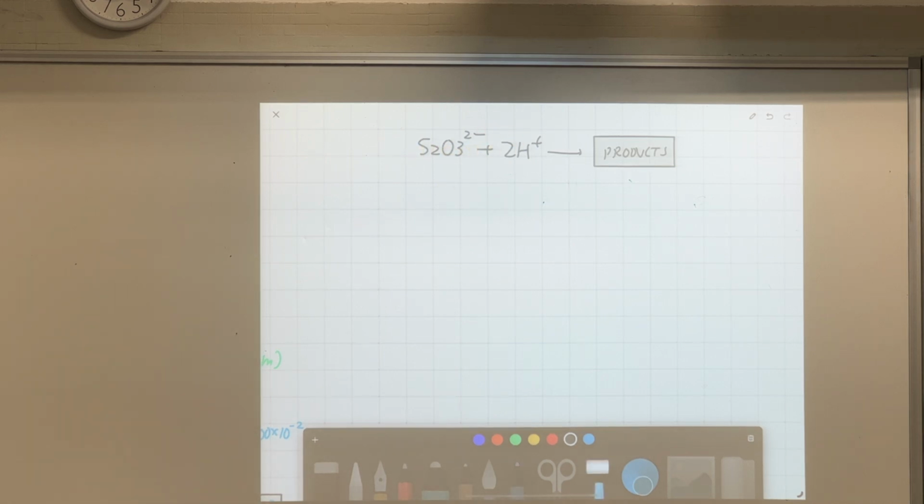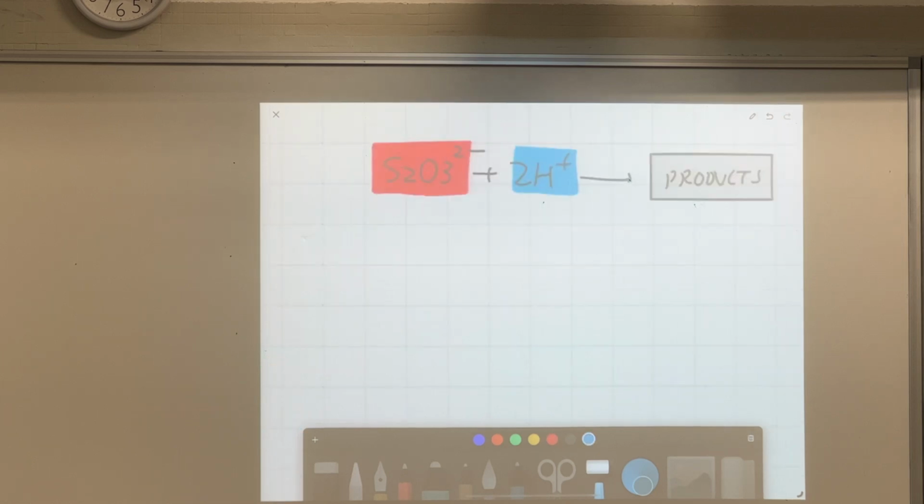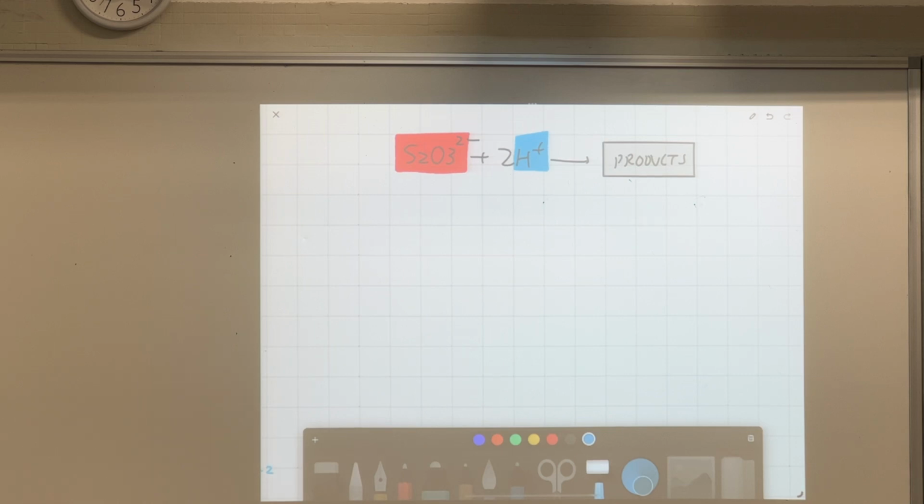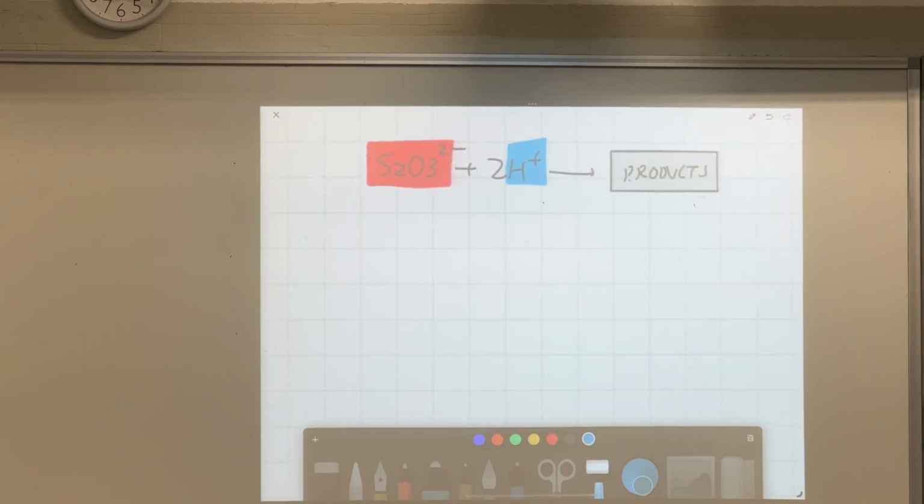So let's make this A and let's make this B. Okay? I should just highlight the H plus. The 2 is just the mole ratio. The mole ratio has nothing to do with the order. So don't say that, oh, this is a mole ratio of 1, this is a mole ratio of 2, so the order is 1. No, that's not how it works. Okay? So we will first write out the rate equation. Can you write me the rate equation?